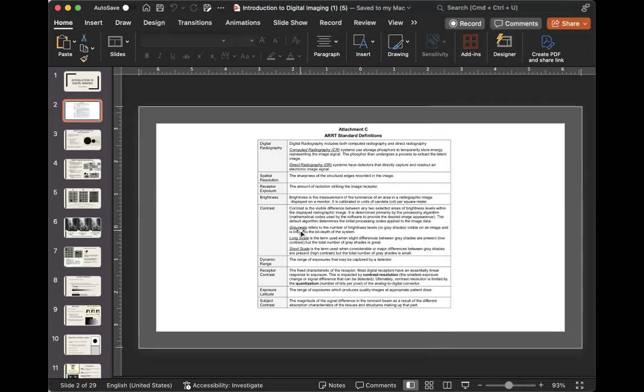And subject contrast is just the information that we see and the contrast we see between the tissues in the body. And so these are standard definitions. This is actually an attachment that's found on the content specs for what we need to complete.